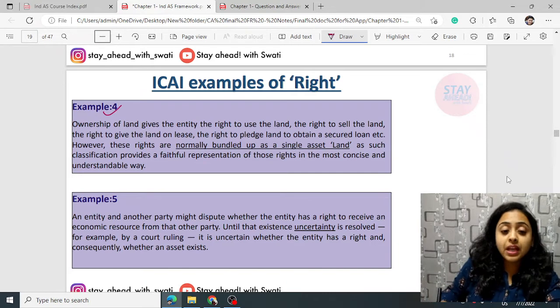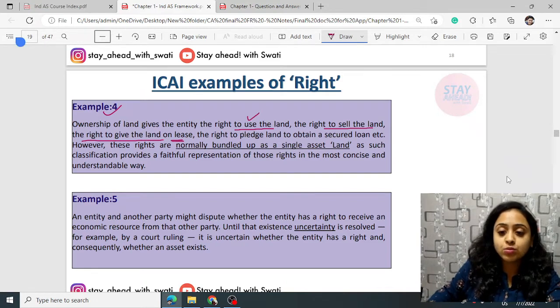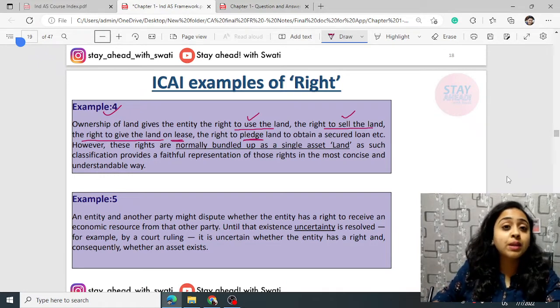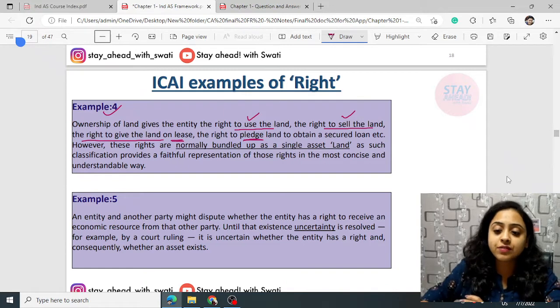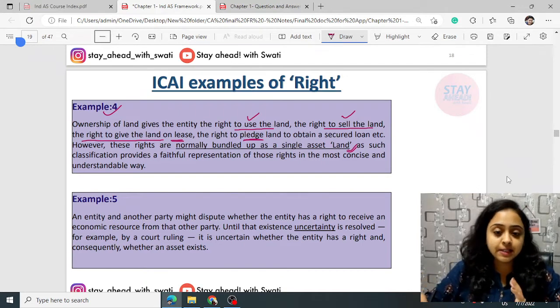Example number 4. Ownership of land gives the entity the right to use the land, right to sell the land, right to give land on lease. Okay, the land can be used, can be sold out, or can be put on lease, or can be pledged, that is, can be put as collateral to obtain a secured loan, etc. However, these rights are normally bundled up as a single asset for the land for the accounting purpose, but for the principal purpose, each and every right is a separate asset.